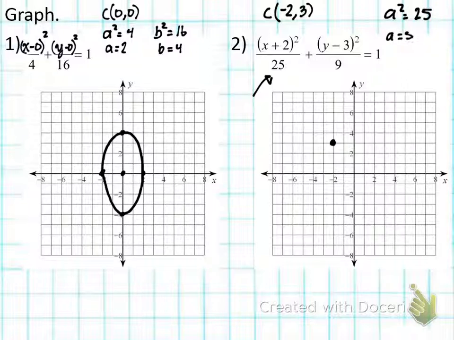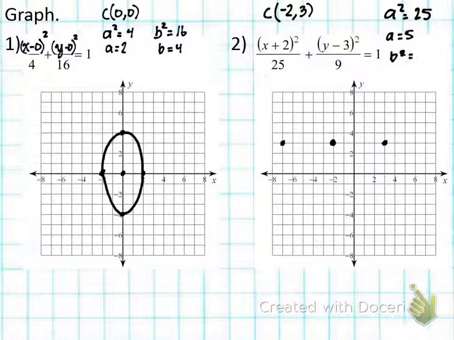So the square root of both sides, a is equal to 5. So we know that we're going to go left and right from the center 5 points. Now look, I'm going from the center of the graph, not the center over here, but the center of the graph. So I went over 5 to the right and over 5 to the left. Okay?